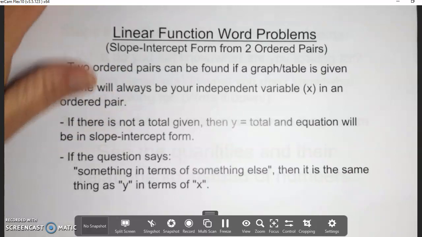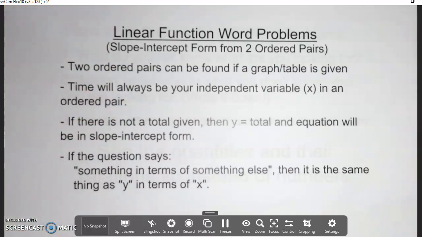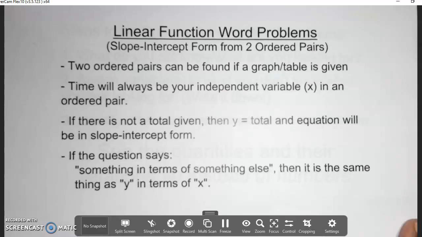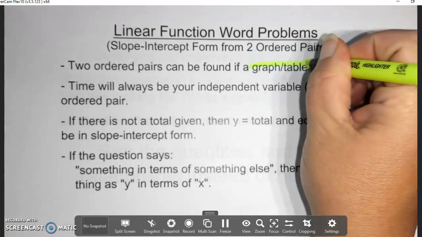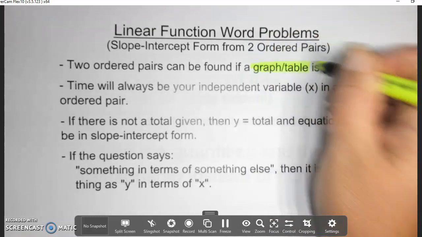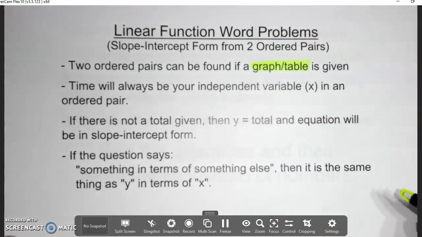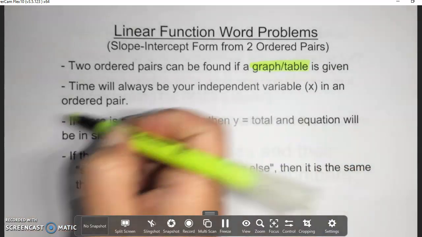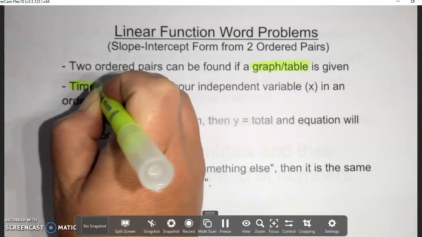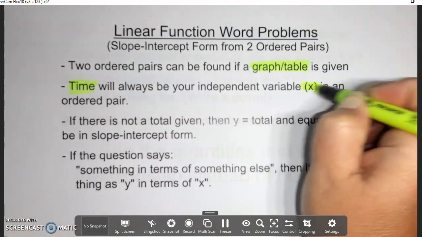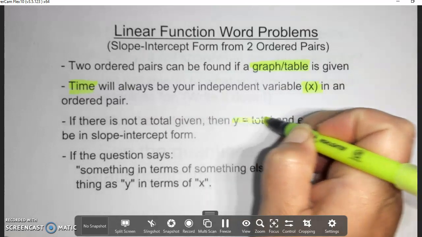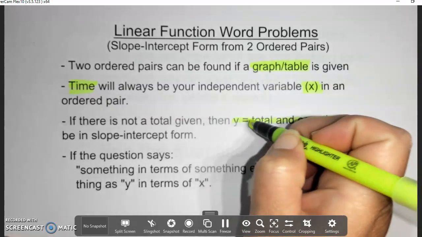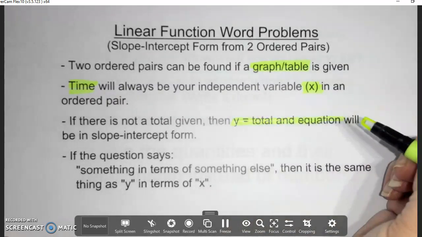So linear function word problems. Slope-intercept form from two ordered pairs. Two ordered pairs can be found if a graph or a table is given. So sometimes in the word problems, they'll give you a graph or a table, and you'll have to pick out the two ordered pairs. The time will always be your x. So time is always going to be the x. If there's not a total given, then y equals a total, and the equation will be in slope-intercept form.